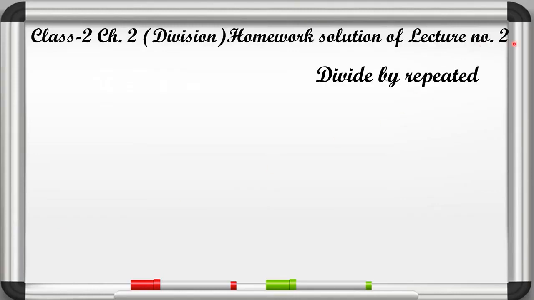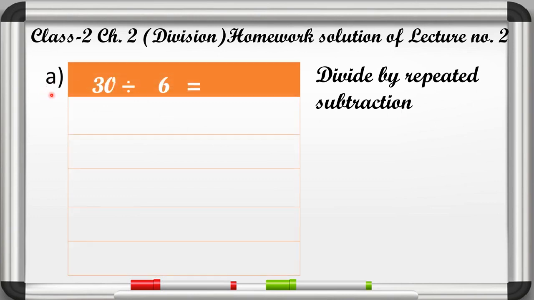Now, the homework discussion of chapter number 2, lecture number 2. I had given you divide by repeated subtraction. So let's start. In A part, it was given that 30 divided by 6 is equal to dash. So here we have to do these sums with the help of repeated subtraction. Okay. So our first step is 30 minus 6.